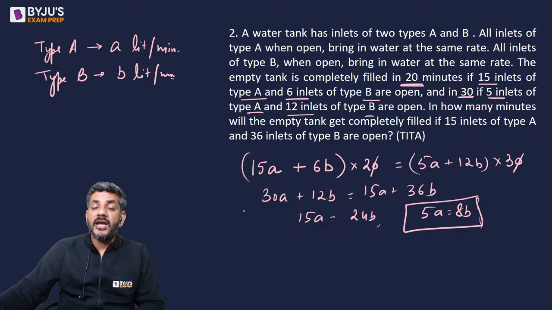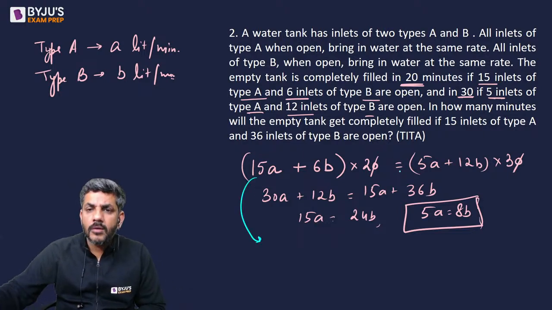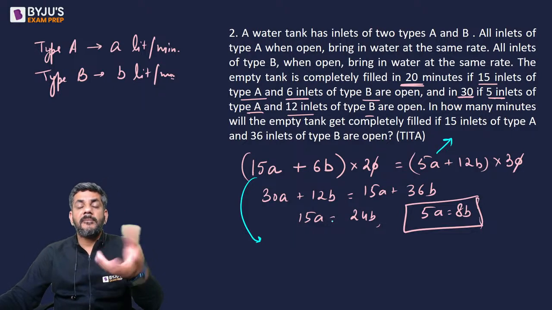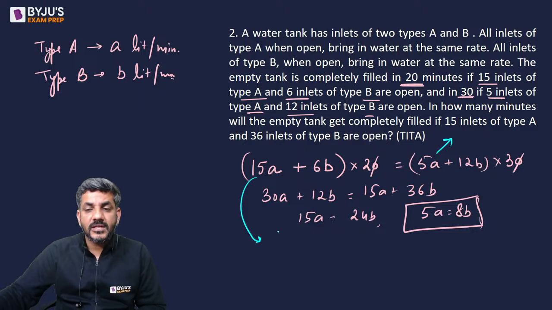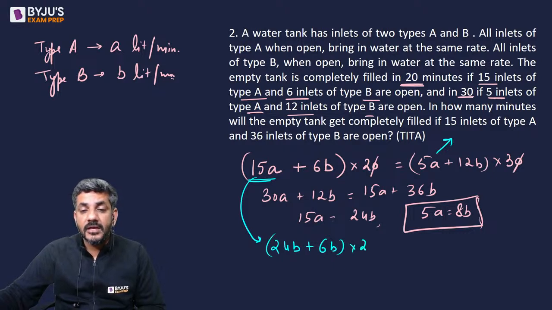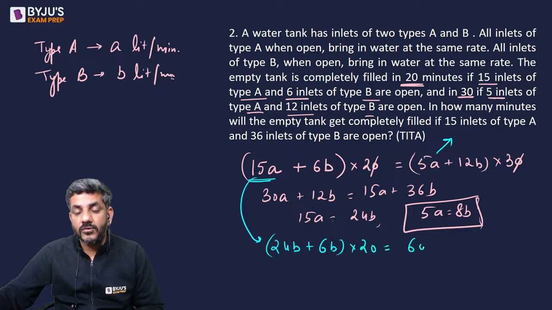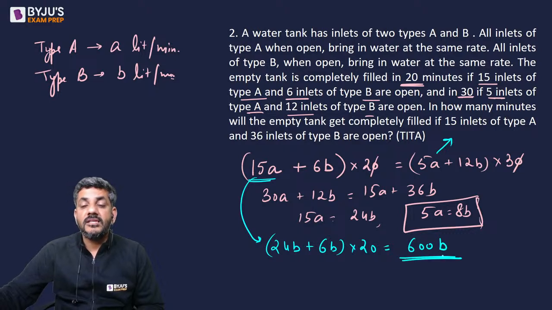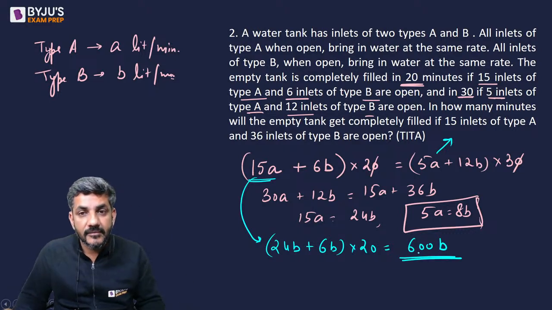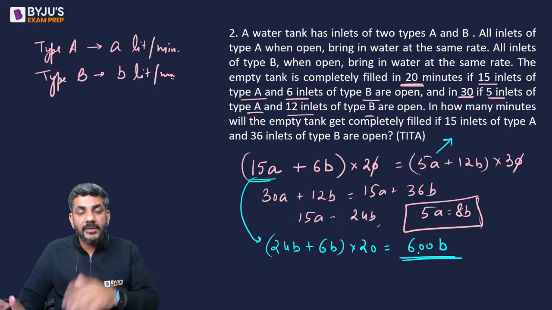And the moment you get 5A is equal to 8B, put it here or put it here, you will get the total capacity of the tank. So total capacity of the tank would be what? If 5A is 8B, then 15A is 24B. It triples. 24B plus 6B into 20. So 30B into 20 is 600B. This is the capacity of the tank. 600B is the capacity of the tank.